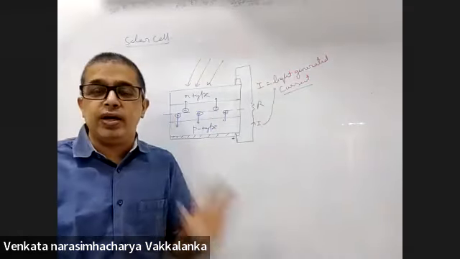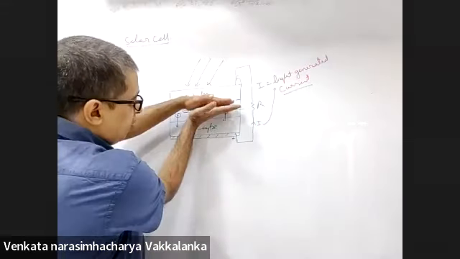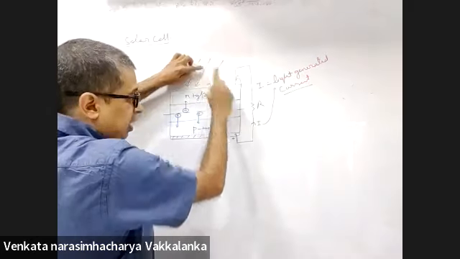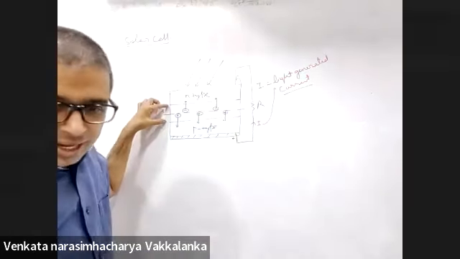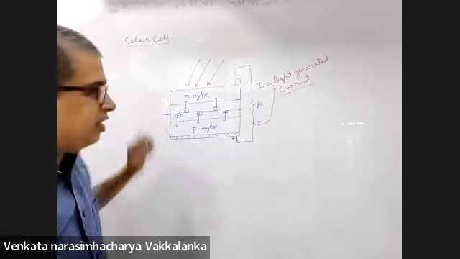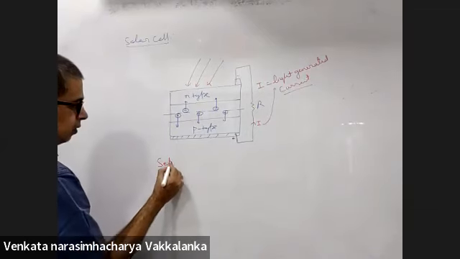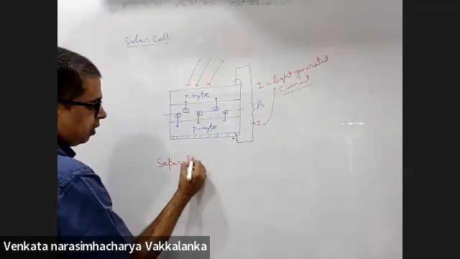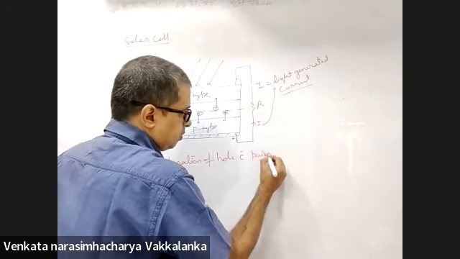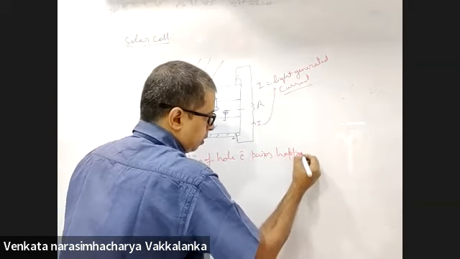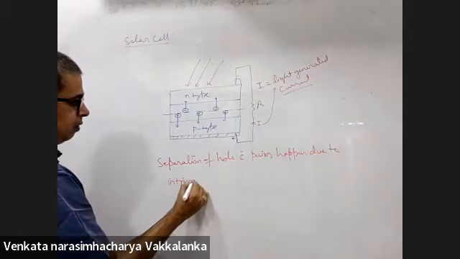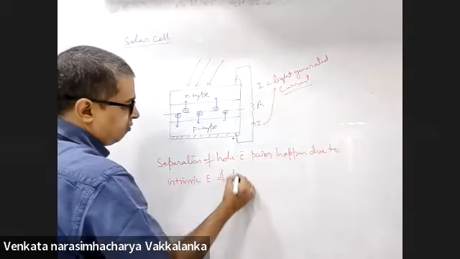Write one statement in working. Separation of the hole electron pairs or carriers generated from the incident light happens due to the intrinsic electric field of the depletion layer.